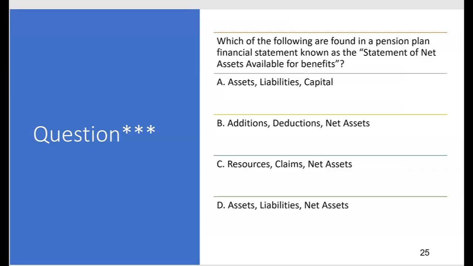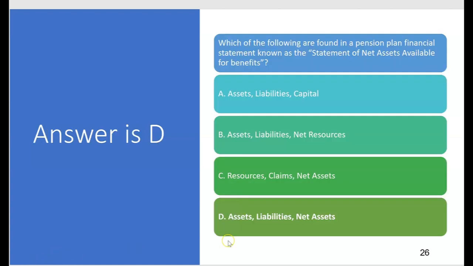Which of the following are found in a pension plan financial statement known as the statement of net assets available for benefits? Is it assets, liabilities, and capital? No, I don't remember capital being there. Additions, deductions, and net assets. I don't remember seeing additions and deductions on the statement of net assets available for benefits. Resources, claims, and net assets? No. Assets, liabilities, and net assets? Yes. D is correct. On the statement of net assets available for benefits, you have assets, liabilities, and net assets.